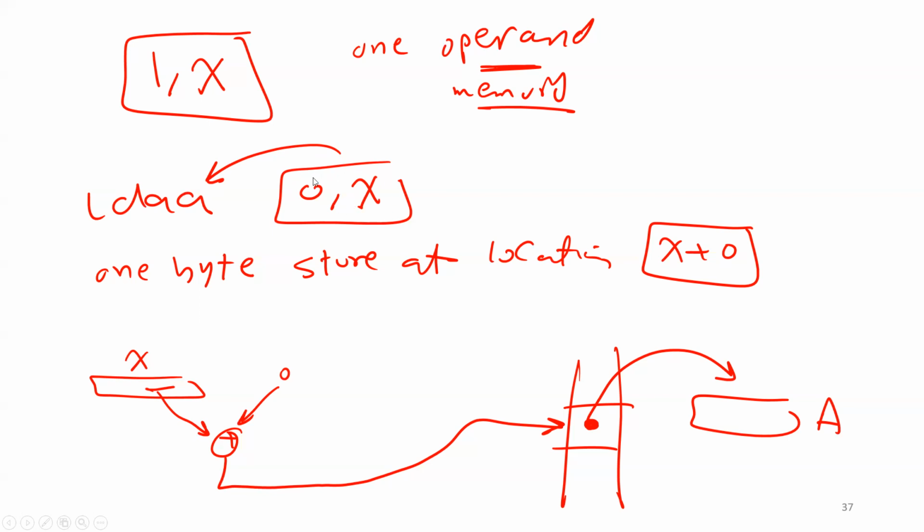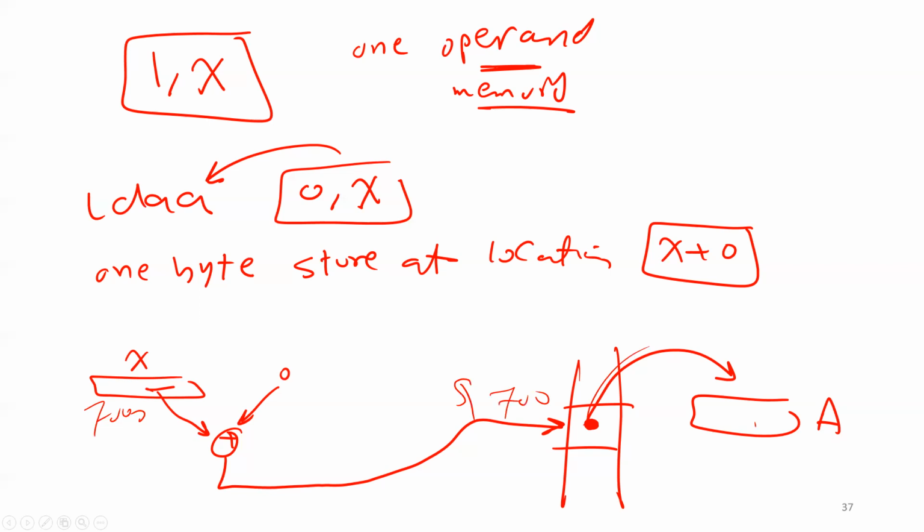From a memory location and store it in A, because this is memory, right? Which memory location? The memory location is stored at X plus 0. That means X plus the constant number. This should give me the address. For example, if X here is storing 7,000, that means I'm going to read the location number 7,000. I'm going to get whatever is there and put it in A.